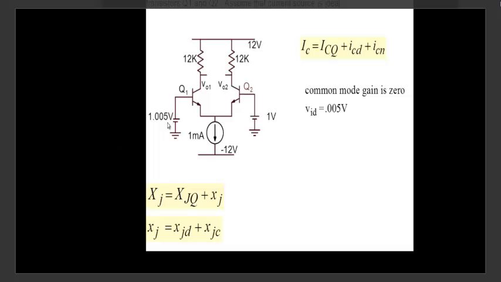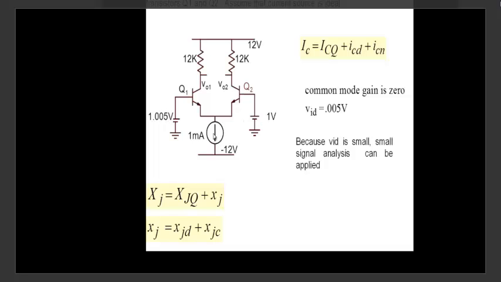Common mode, which is the average of these two, is about 1 volt. Differential mode is 0.005 here. Because VID is small, small signal analysis can be applied. Remember that there can be situations where I had applied 2 volt here and 1 volt here, which we will encounter later on.